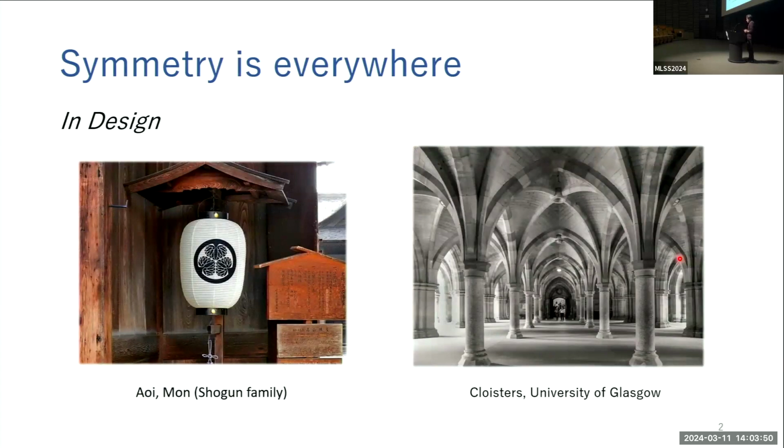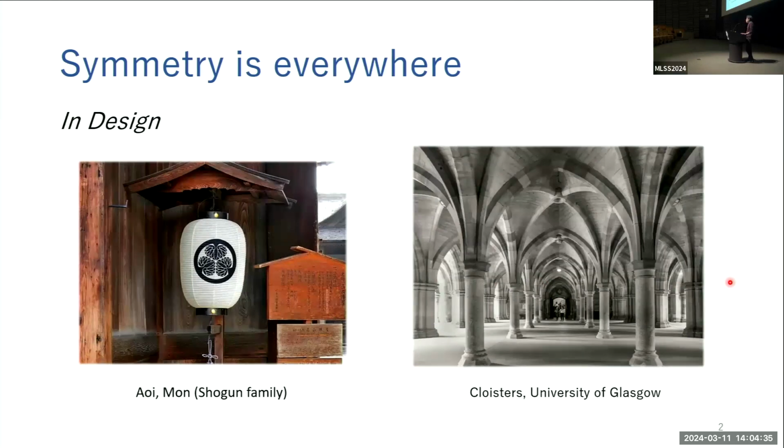You may know that we can see many types of symmetry in our daily life and in many aspects of our life. For example, we may see much symmetry in design. You can see that this is the family symbol of the shogun in the Edo era in Japan, and you can see a very beautiful symmetry. This is a cloister in the University of Glasgow. As you can see, in design, architecture, or symbols, we can use a lot of symmetry in making something.